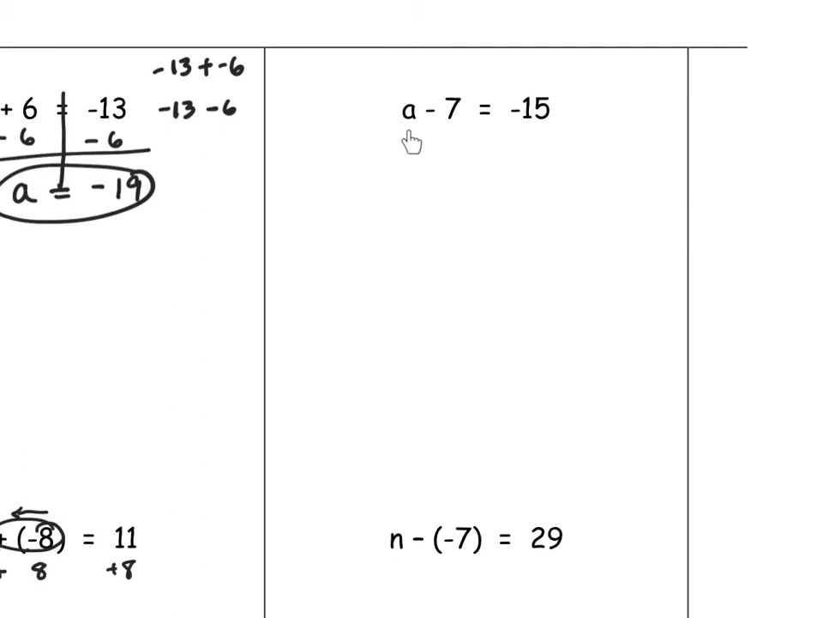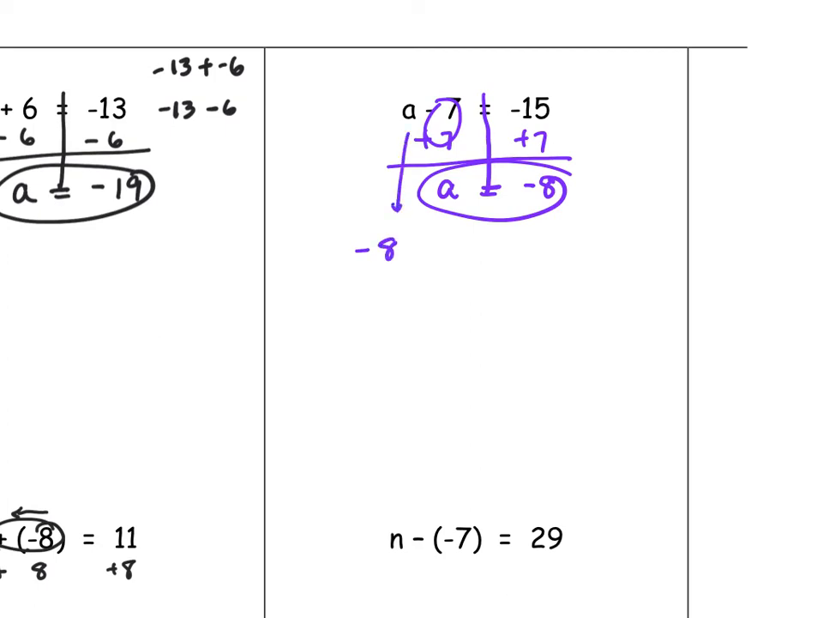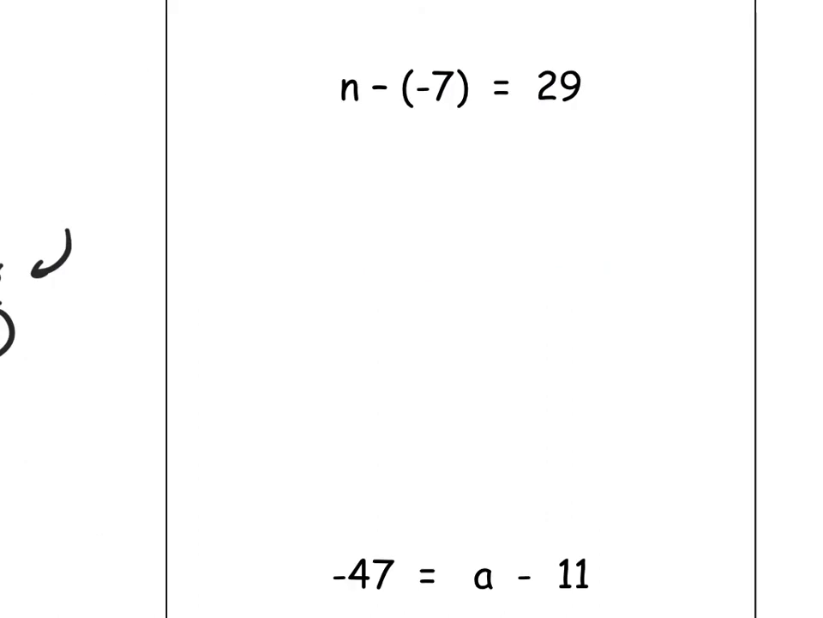What is the solution for a minus 7 equals negative 15? The answer is negative 8. If I show the check, I'd replace a with negative 8. I'd subtract 7, and I'd get negative 15. So that is correct. If you put this in your calculator, it will give you back that. Now let's look at the next equation.